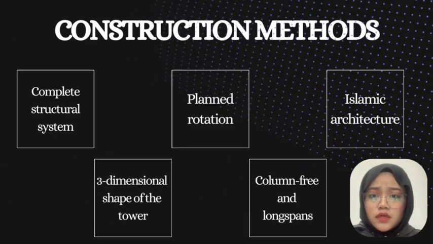Next, what are the construction methods Menara Exchange 106 uses? They use a complete structural system, the three-dimensional shape of the tower, plane rotation, column-free and long span, and lastly Islamic architecture.